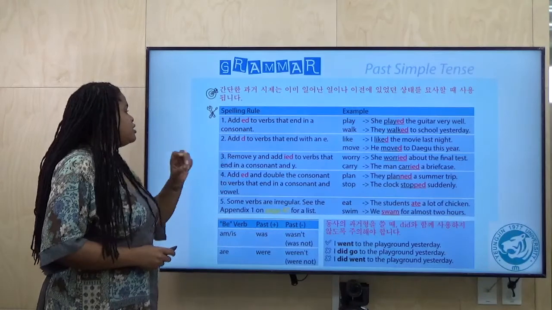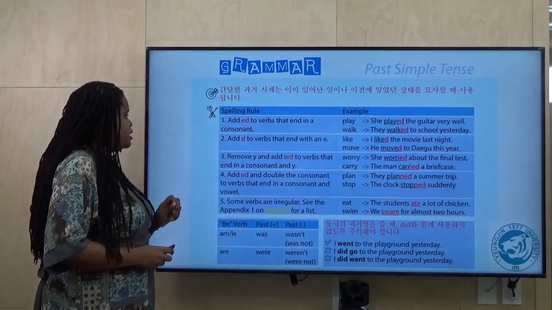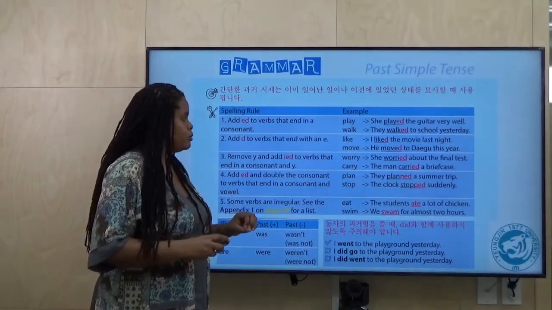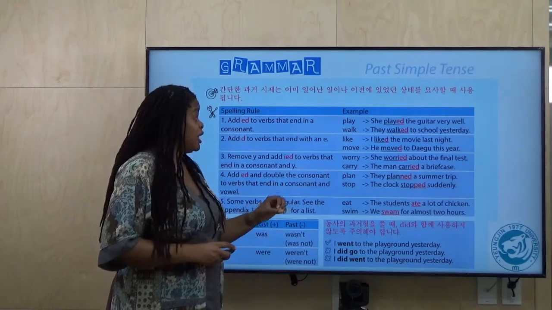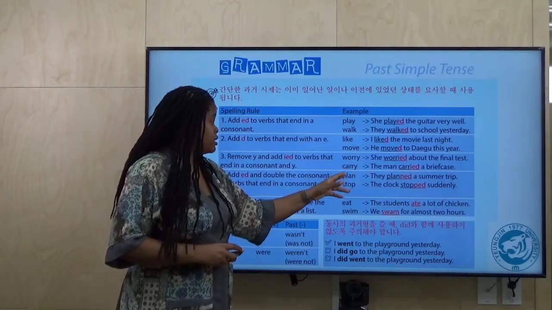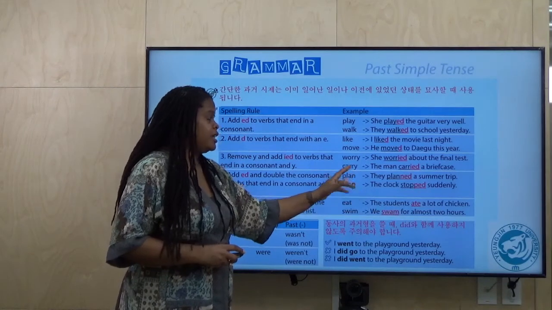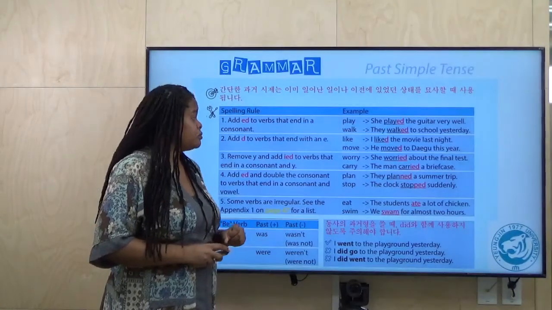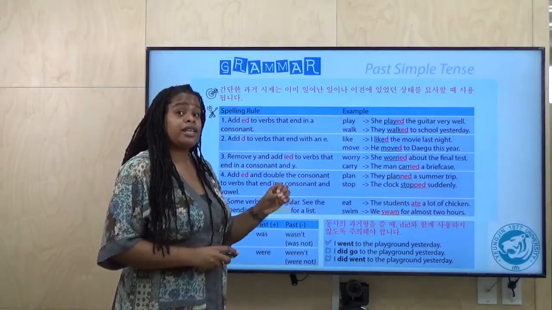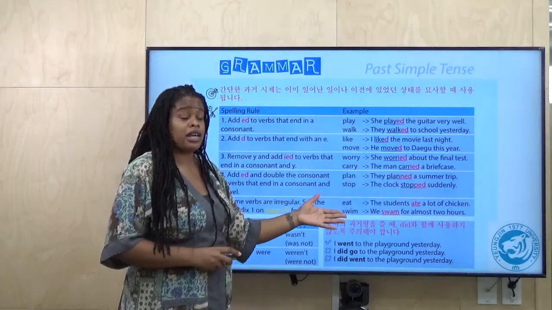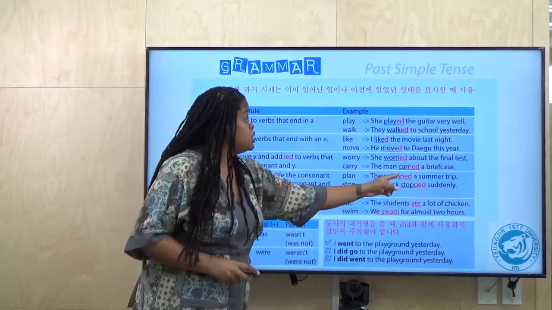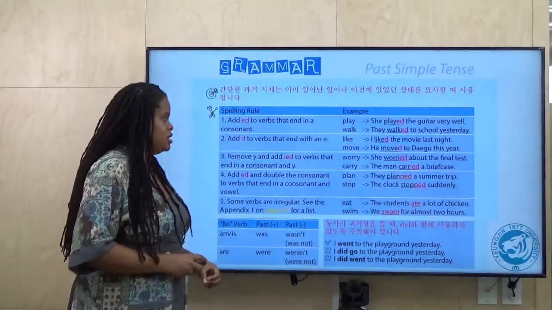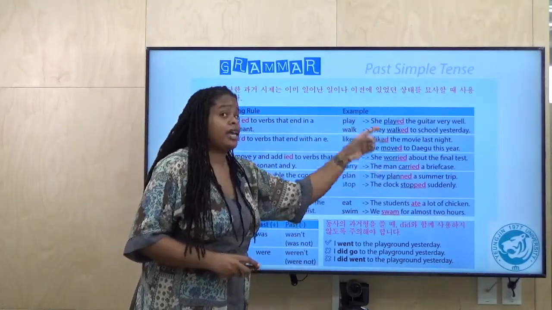Add ED and double the consonant to verbs that end in a vowel and a consonant. So this rule needs a little more in-depth explanation. Let's use the word that they give us, plan. Plan has the vowel A and the consonant N. The A is a short A, making the A sound, plan. You want to keep that short A sound when you write the word in the past tense. In order to do that, you need to double the consonant, so your N, you now have 2 N's, and then add the ED. So plan becomes planned.